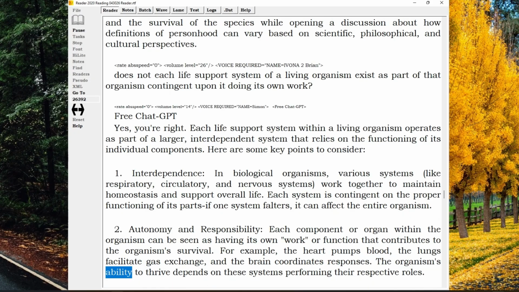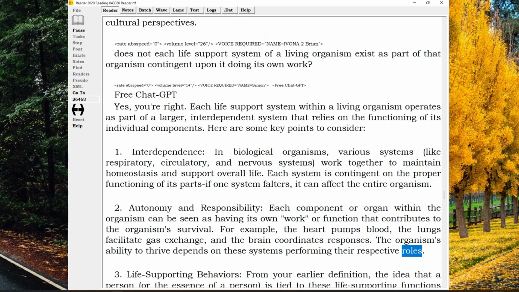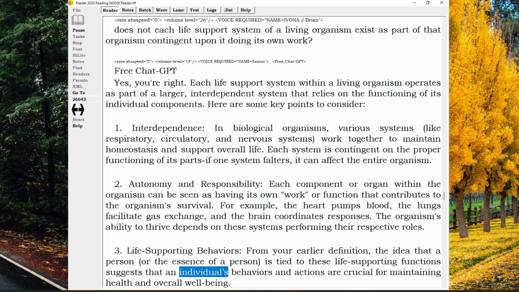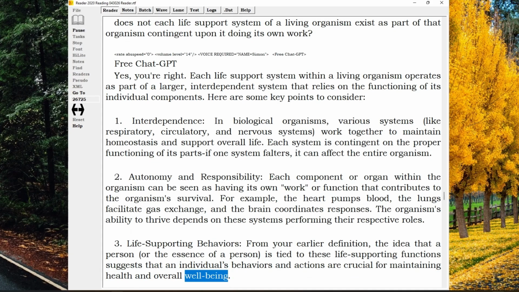The organism's ability to thrive depends on these systems performing their respective roles. 3. Life-supporting behaviors. From your earlier definition, the idea that a person, or the essence of a person, is tied to these life-supporting functions suggests that an individual's behaviors and actions are crucial for maintaining health and overall well-being.